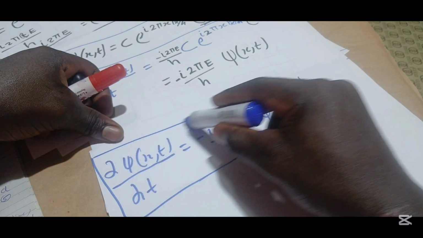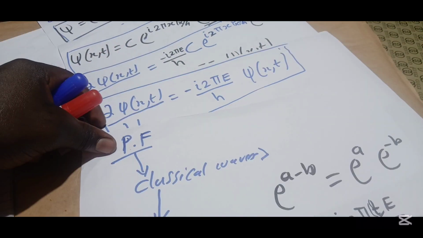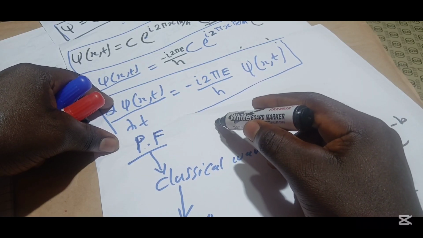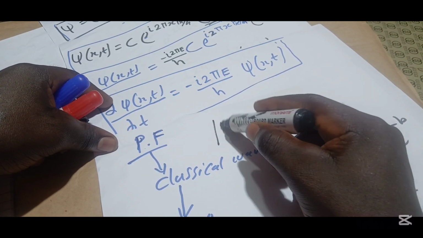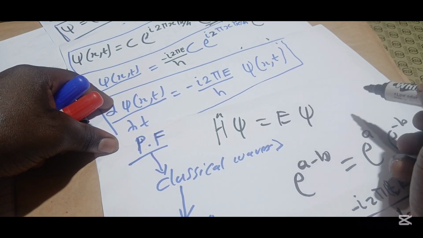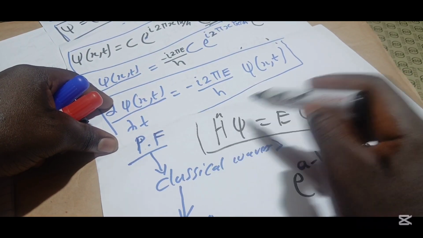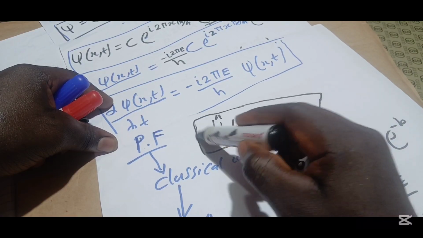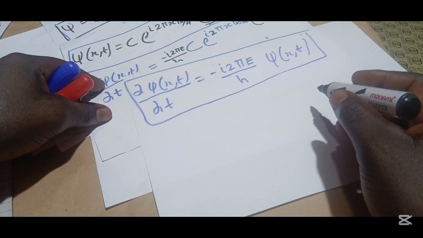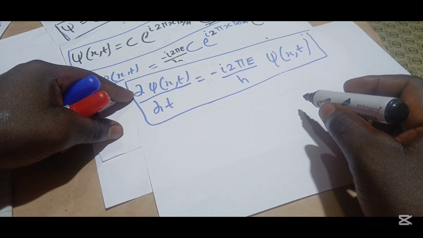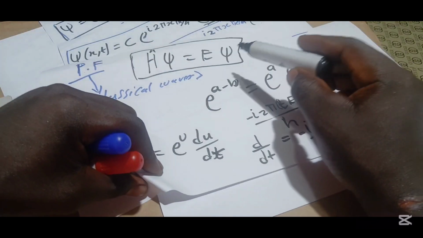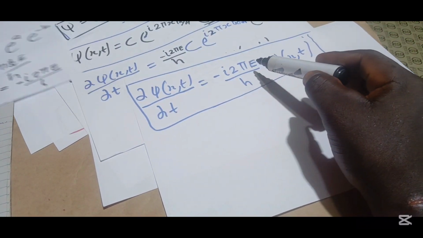Let's try rearranging this equation in a form of, let's say, h psi equals e psi, in the form of our eigenvalue equation idea. So let's try that and see. So doing so, we want energy to be here with the function that we are dealing with, like this. So let's try doing that.